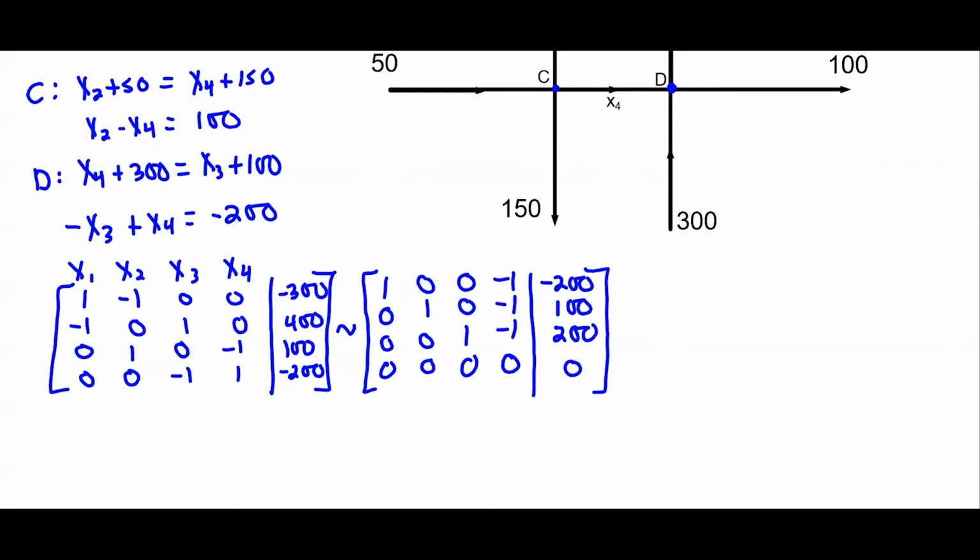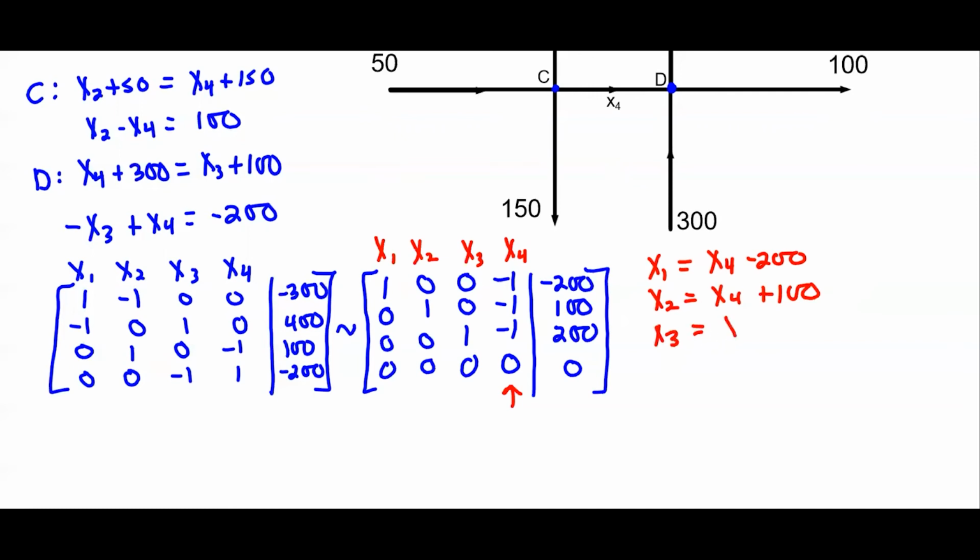So for the variables that we're trying to find, we have one that's free, the x4 variable. So there are infinitely many solutions here. I get x1 is x4 minus 200. I get x2 is x4 plus 100. And I get x3 is x4 plus 200. And then x4 is free. It's whatever we want to make it.